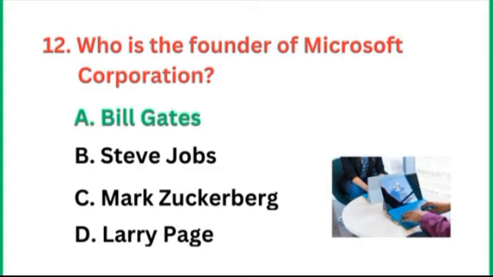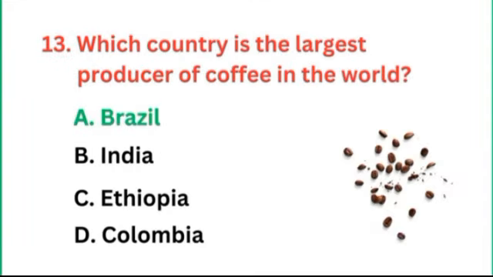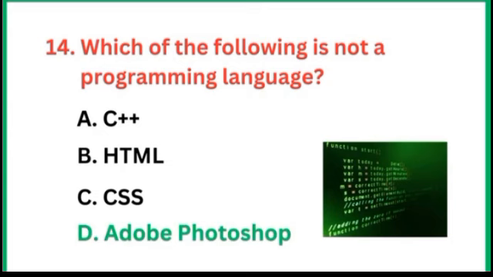Question number 12, who is the founder of Microsoft Corporation? Right option is Bill Gates. Question number 13, which country is the largest producer of coffee in the world? Right option is A, Brazil. Question number 14, which of the following is not a programming language? Right option is D, Adobe Photoshop.